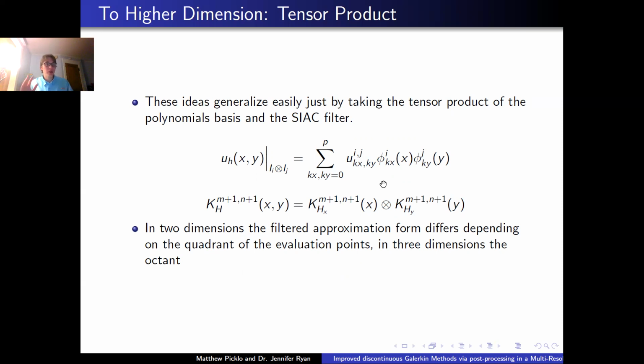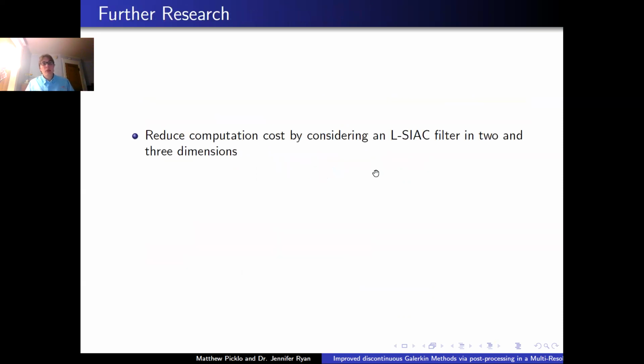And that's just because if you think about it, if you're left or right with respect to one axis, X or Y, you're then left or right with respect to the other. And so you have 2 times 2 is equal to 4 in 2D, 2 to the 3 is 8 in 3D. And so that's kind of what's going on there. So in the future, we're hoping to extend this to what's called the L-SIAC filter. Basically, it's a SIAC filter that's aligned with a non-Cartesian axis. That allows you to reduce the amount of quadrature sums you're performing.